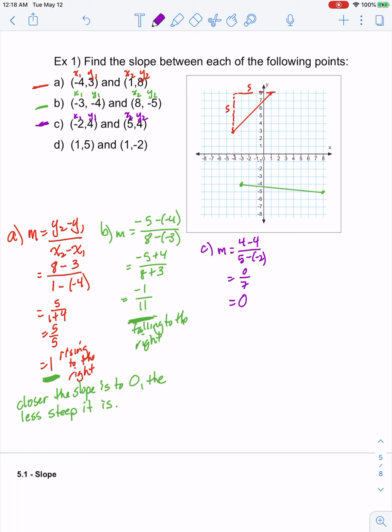Think about it. Okay, let's see. Negative 2, 4 is right here. 5, 4 is right here. What kind of line is that? Exactly. That is a horizontal line. So this is a horizontal.